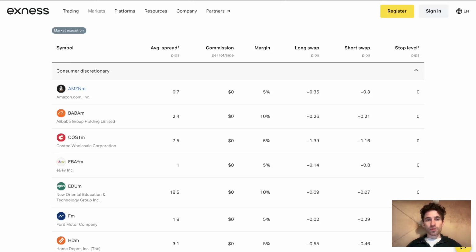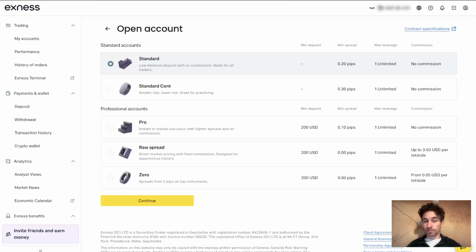Now, the two types of fees that you are going to be getting on Exness are spreads or commissions. And you will notice that if something has a spread, it doesn't have a commission, and if it has a commission, it doesn't have a spread. But what's the difference between these, and when are you going to want to use these? Because this is the part that people really misunderstand.